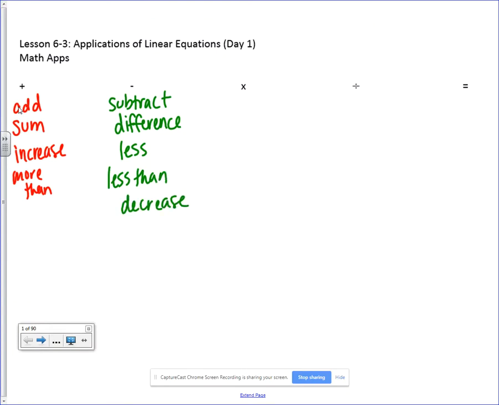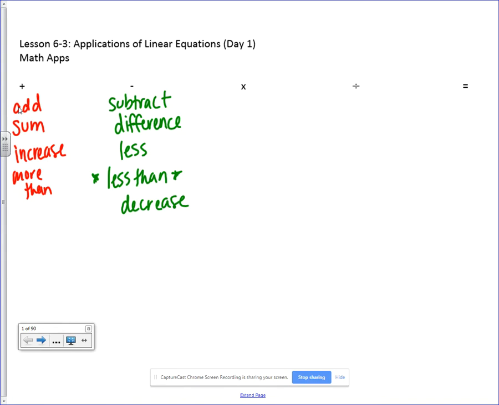Okay, so here are the words that would mean to subtract. Now, I want you to notice that I have less and less than in there. Those mean two different things. In fact, I'm going to put some stars next to less than because that is one that kids get mixed up a lot, and we will go through that today.